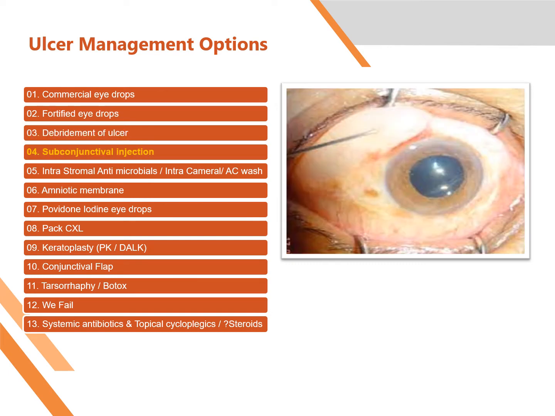Then the subconjunctival injection. They were very popular but are not used nowadays because of the other options. Here you inject a depot of antibiotic or antifungal into the subconjunctival space, and from there it keeps releasing to come to the cornea and then into the eye.